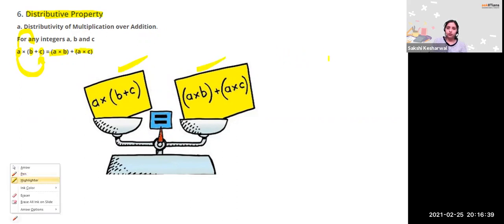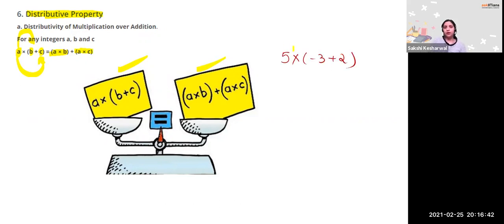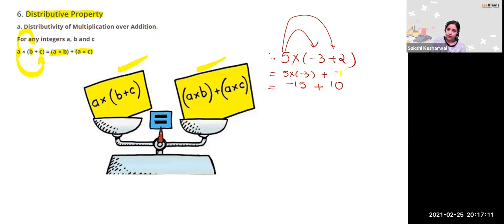Like 5 into -3 plus of 2, if this is the number written, right? So what do you mean by this? You will be multiplying this 5 into 3, right? Now just be careful with the sign. So positive into negative is what, beta? -15, right? Now you will be multiplying this positive into positive. Positive into positive is what, beta? Positive. So 5 into 2 is what? 10. That's your answer. Or we say that 5 into -3 plus of 5 into 2.